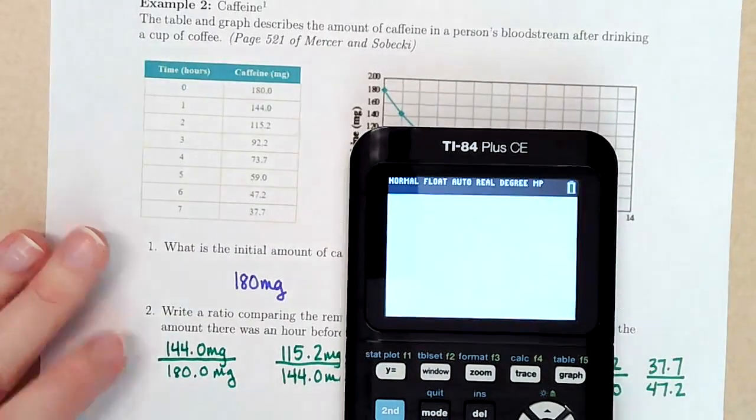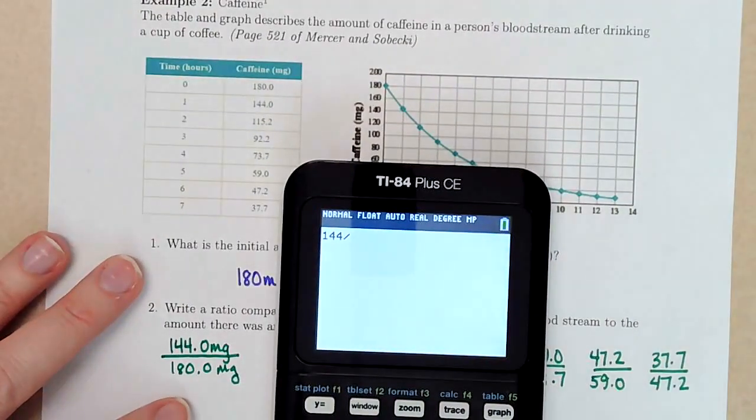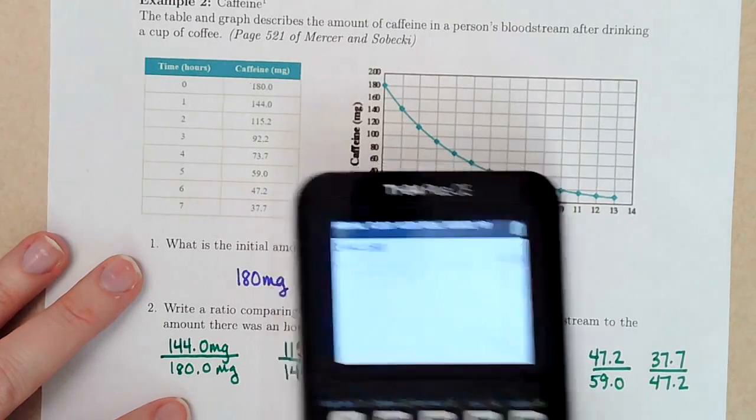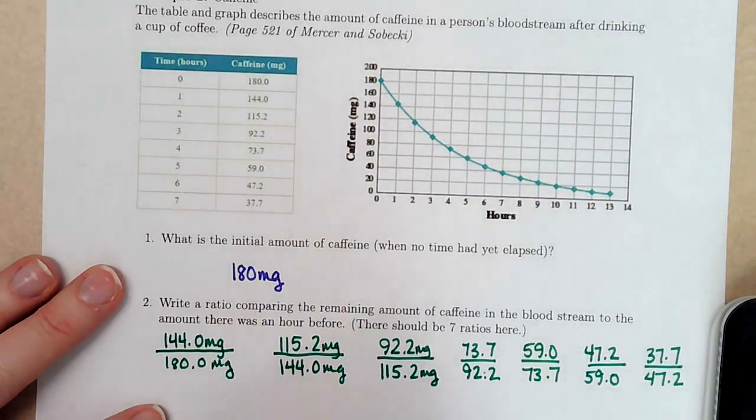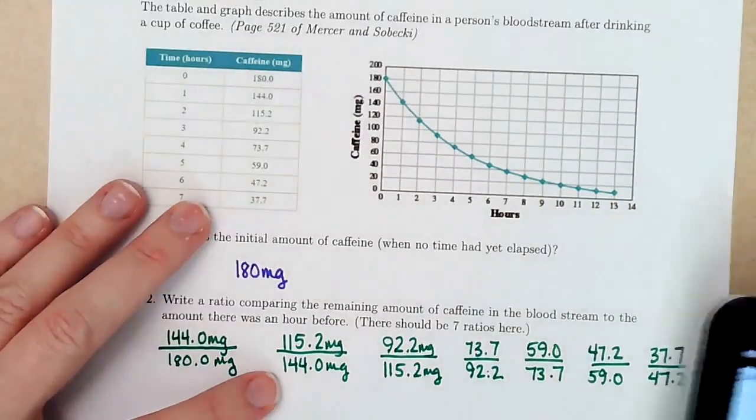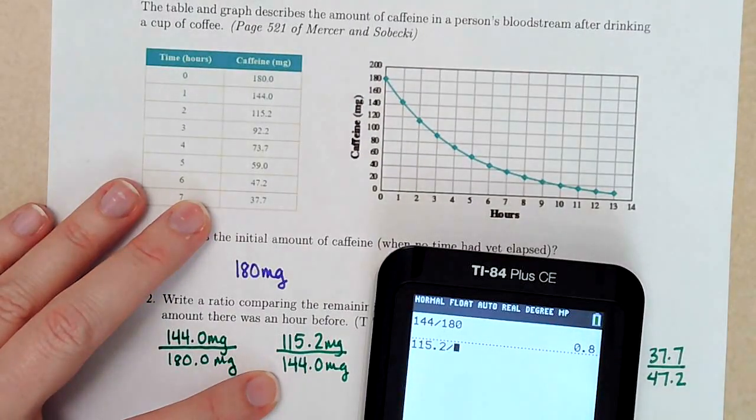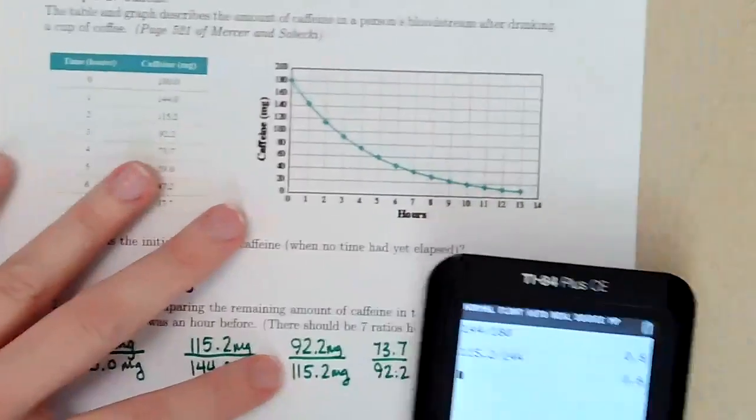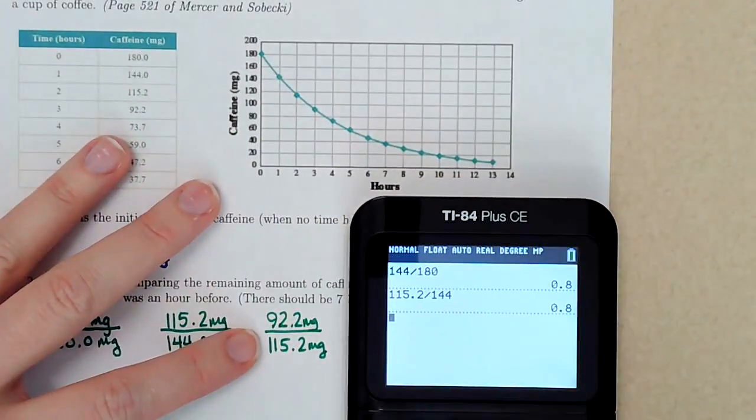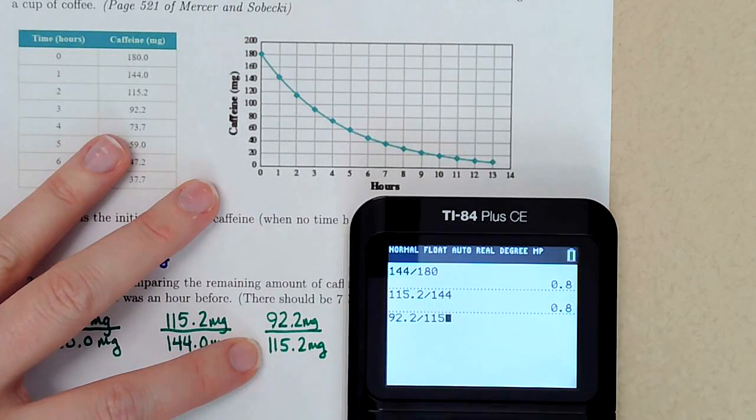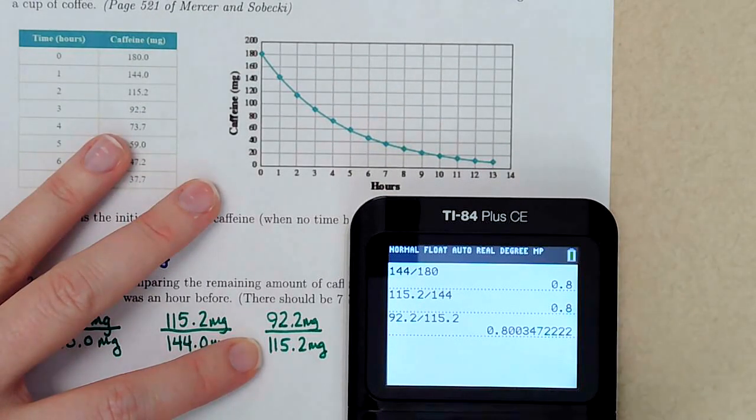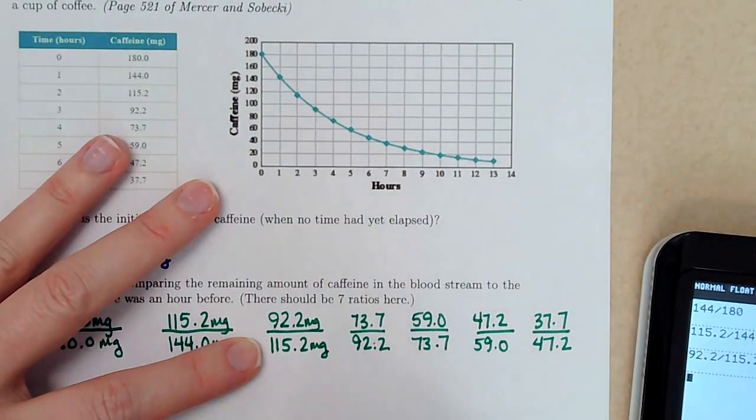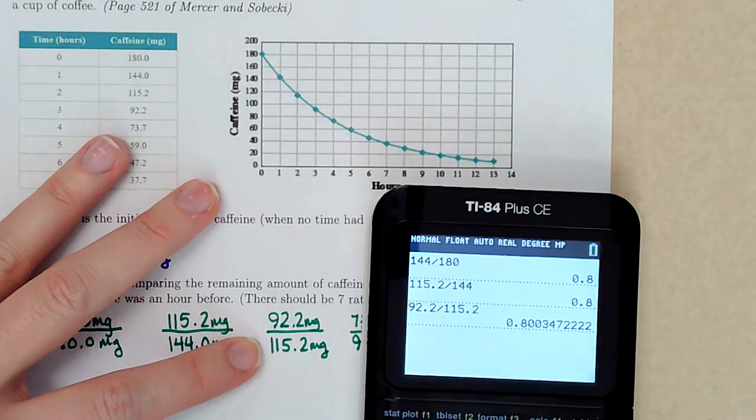So I'm going to clear this out from the last one. 144 divided by 180. Okay, so if you simplify it, that ratio is 0.8. 115.2 to 144, 0.8. Oh, biscuits. Is this going to happen all the way across? 92.2 compared to 115.2. What happened there? Huh. But it's really, really close to 0.8. So I'm going to round it. Approximately 0.8. Pretty darn close to 0.8.